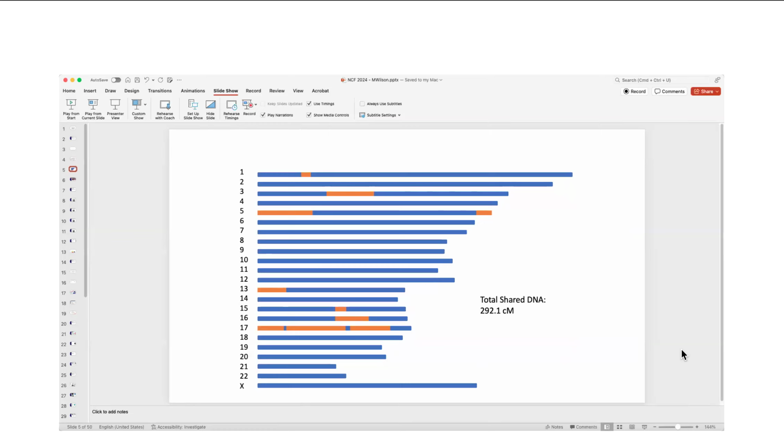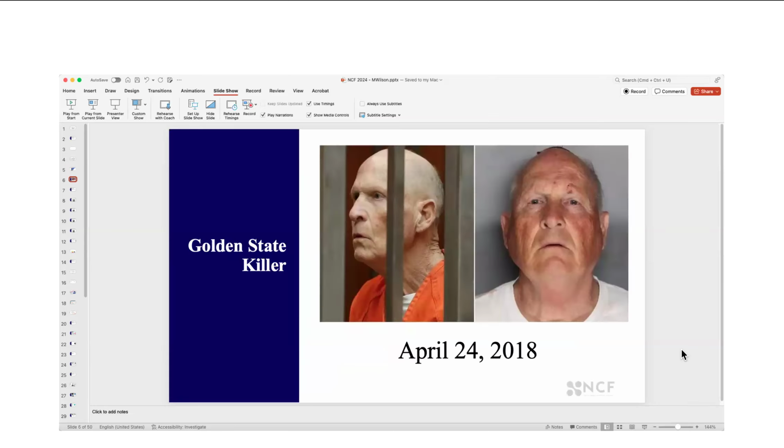Well, you can just imagine that there is a graph with absolutely no orange, all blue. And that would be no detectable relationship because there's no overlap. But here, there's quite a bit. And again, this is second cousin, so there's quite a bit of shared DNA in terms of segments.